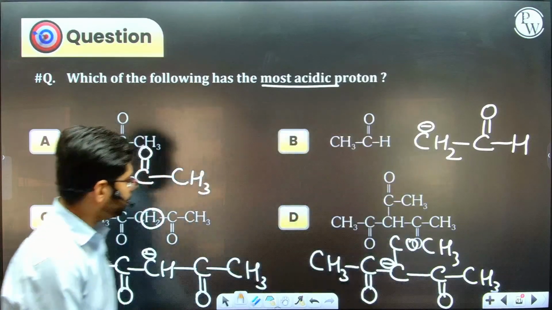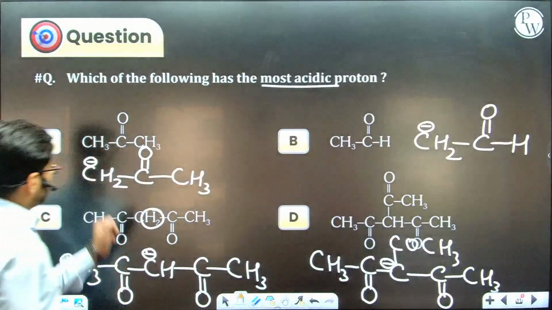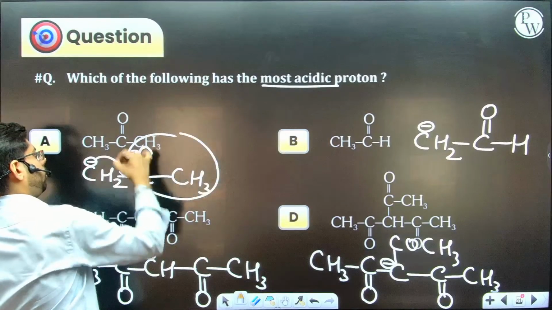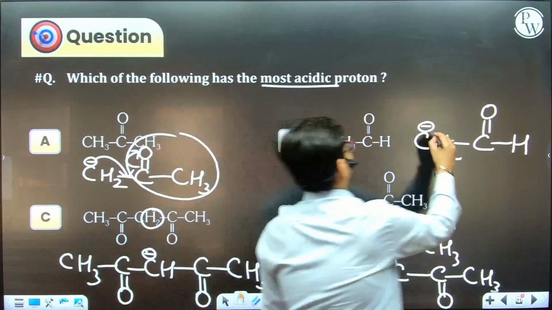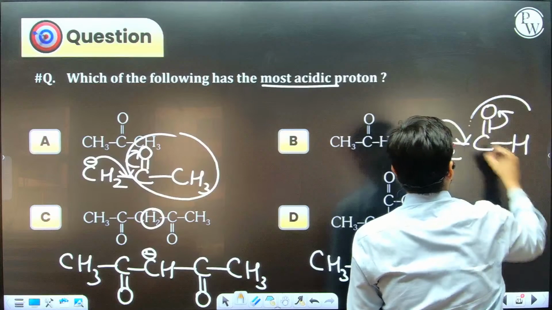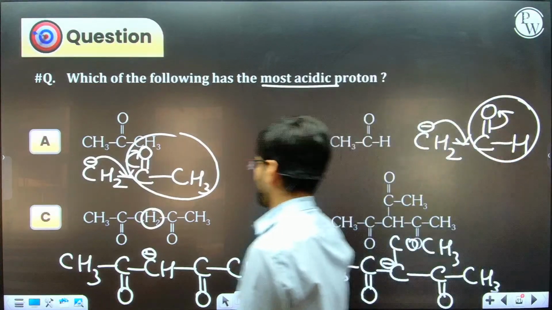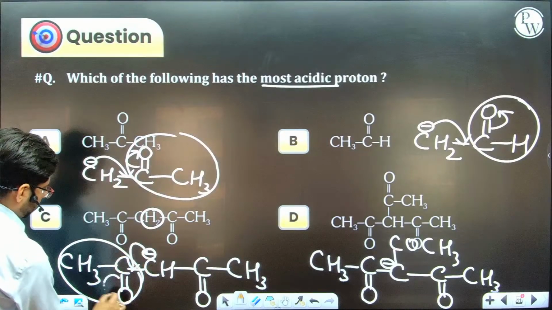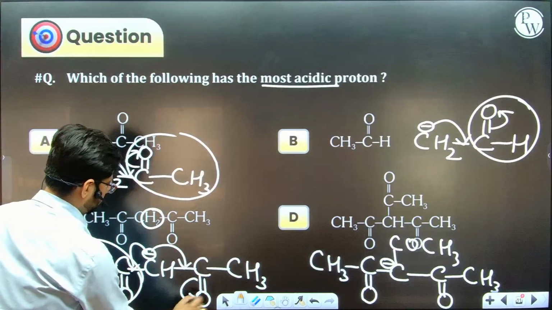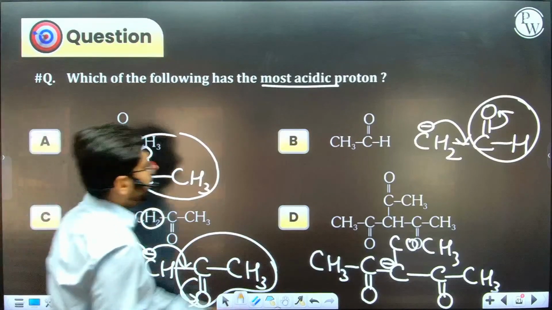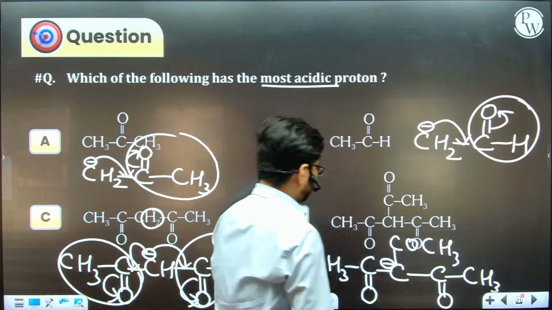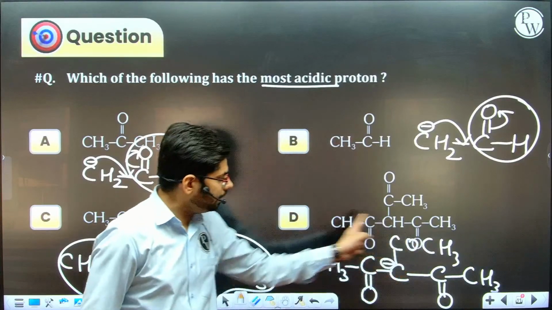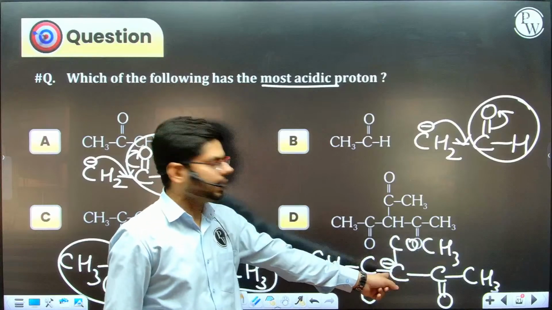Okay, very simple now. So check. Here the negative charge is being stabilized by the minus M effect of this ketone. Here the negative charge is being stabilized by the minus M effect of this aldehyde. Here the negative charge is being stabilized by the minus M effect of 2 ketones. And here the negative charge is being stabilized by the minus M effect of 3 ketones. That means there are 3 minus M causing groups which are stabilizing this negative charge.